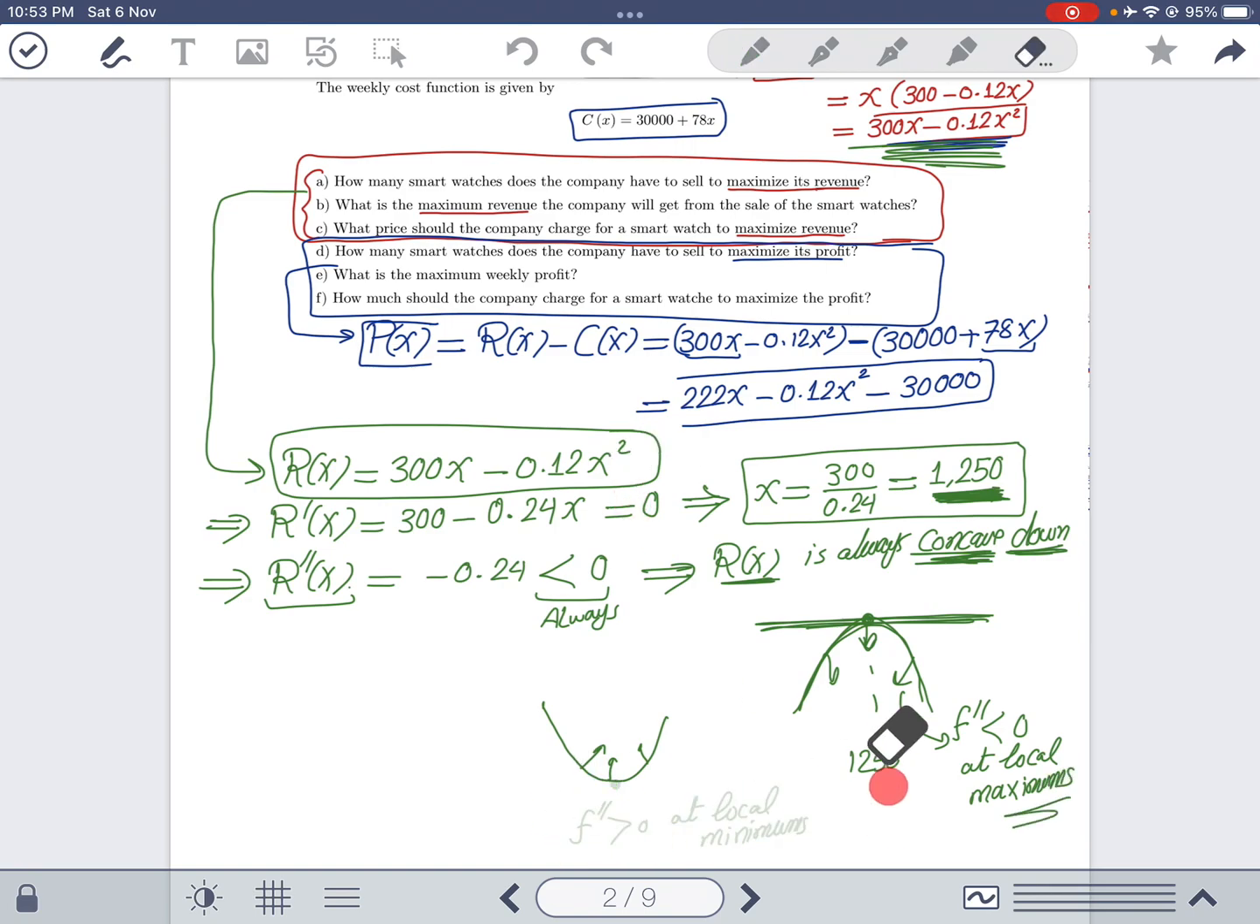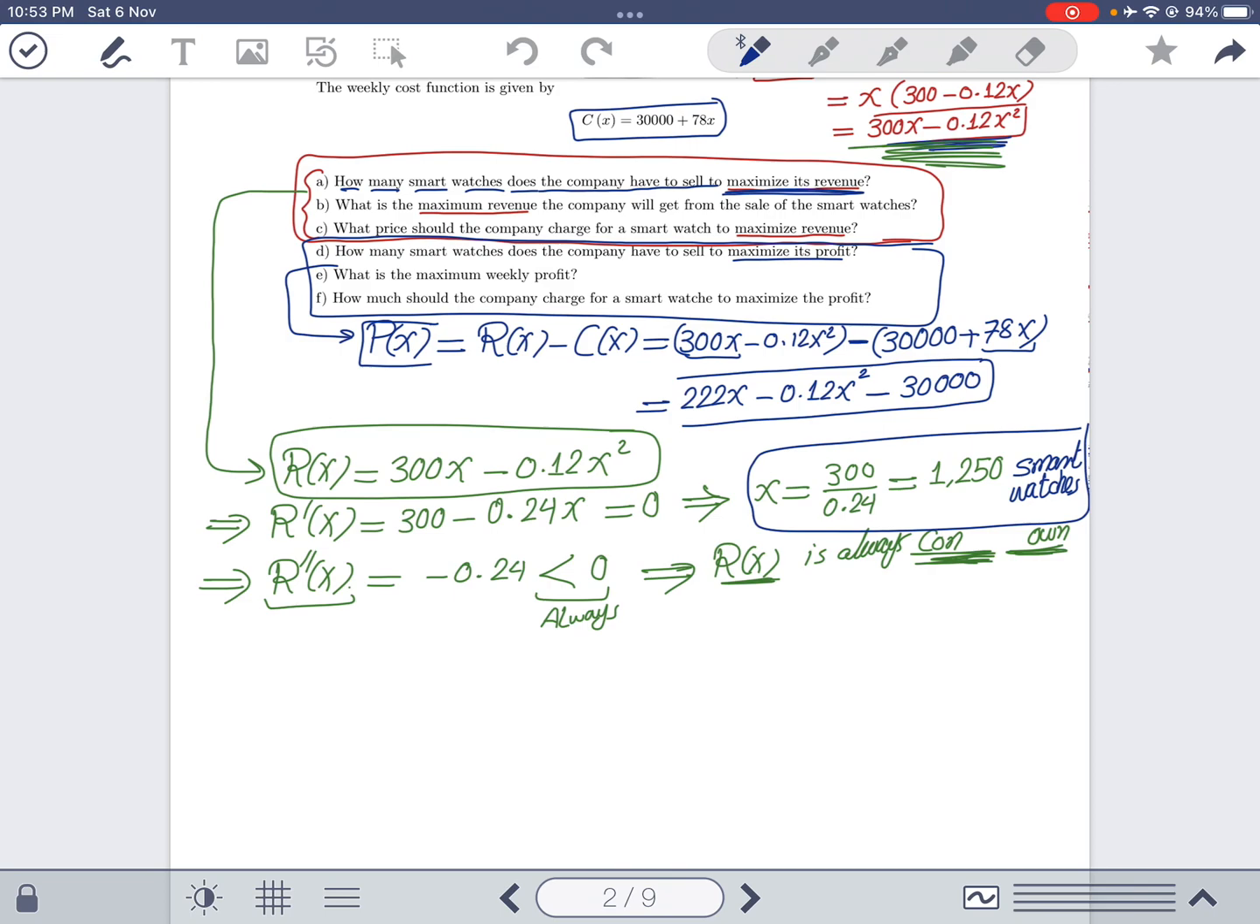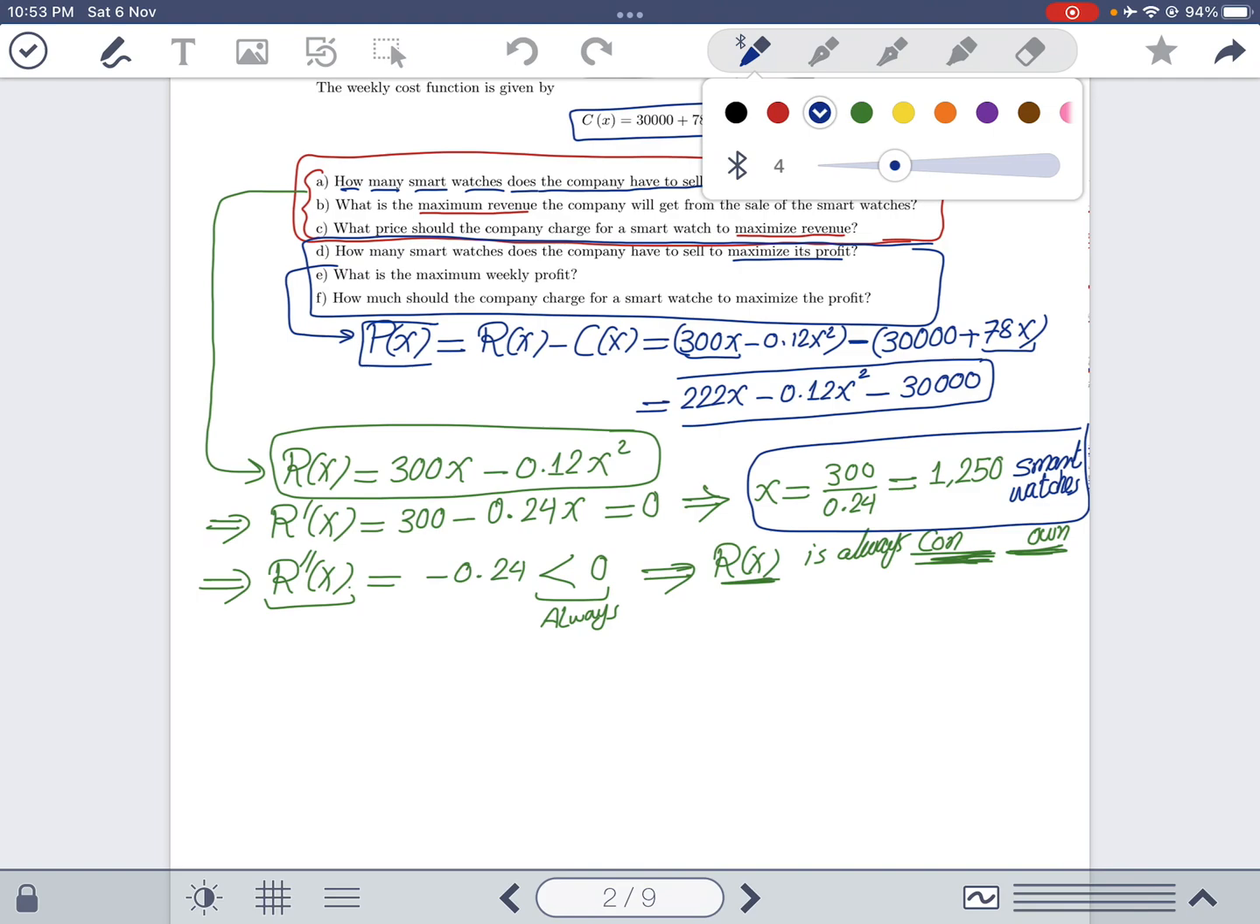So let's just go back and say that yes, now we solved it. The answer to how many smartwatches the company has to sell to maximize its revenue is 1,250 smartwatches. If they ask, of course, it's nice to write the units here. x is the quantity of smartwatches. So that's it. And now B and C come immediately from this.